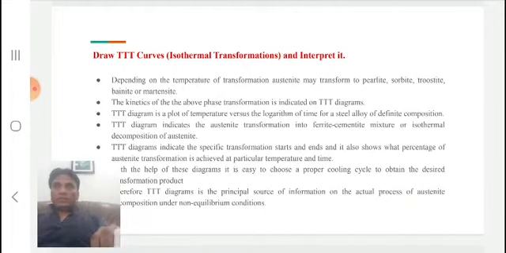The subject I am going to discuss in this video is engineering materials, subject code 18M305C. In the fifth unit, we are discussing heat treatment of steels. In this video, we will be discussing the construction of TTT curves.